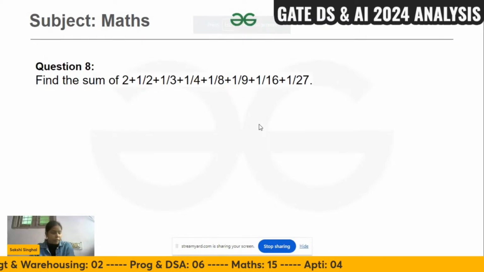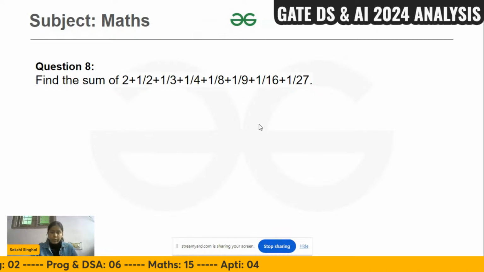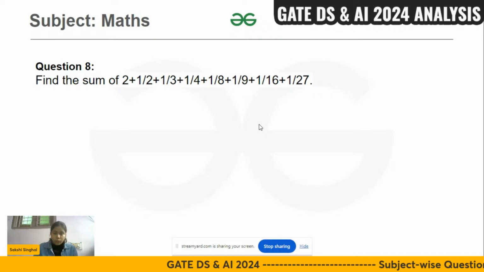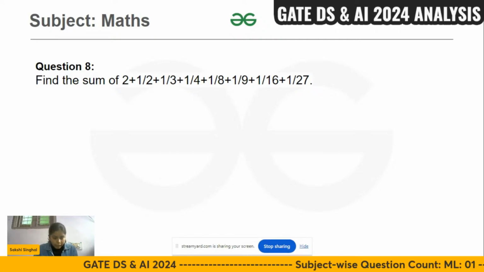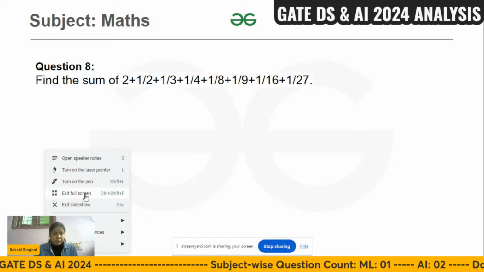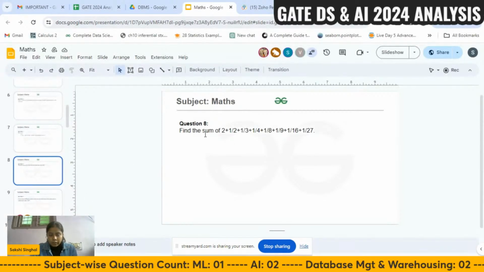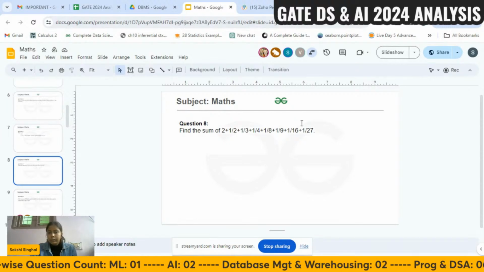Okay, so just let me know, guys, if my screen is visible to everybody. Okay, so this was one of the aptitude questions in the exam, and just let me know what would be the answer for this question for every student.